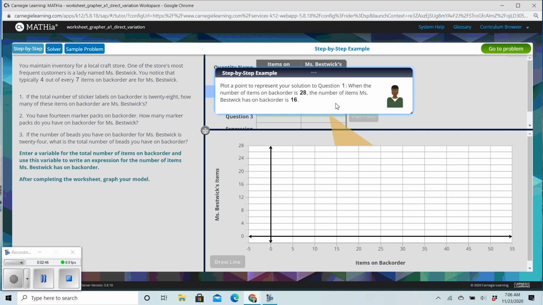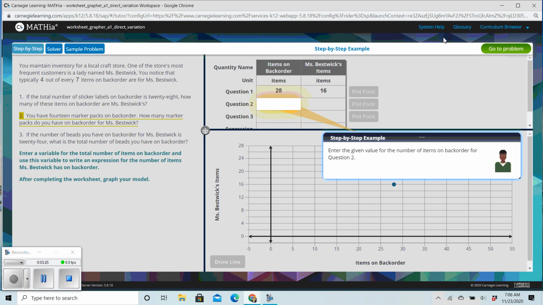So now we see that we need to plot a point to represent the solution to question 1. When the number of items on backorder is 28, the number of items Miss Bestwick has on backorder is 16. So if you look here, our X value is items on backorder, and our Y value is Miss Bestwick's items. If our X value is 28, we have to find it here on our graph. So it's right here, kind of between 25 and 30. And then we need to find the number of items on backorder for Miss Bestwick, which is 16. So we're going to go right up here, and we're going to plot this point.